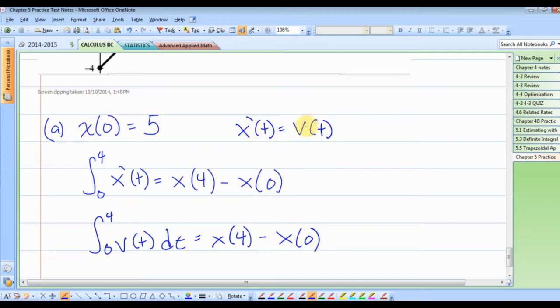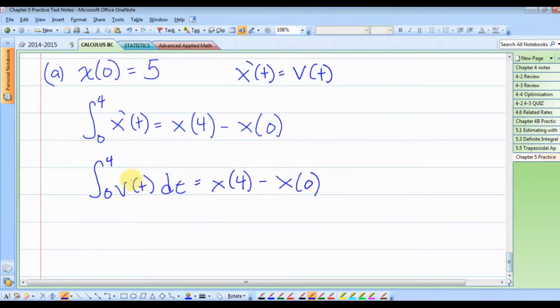Again, x prime is velocity. Change of position is velocity. What is v of t from 0 to 4? It is not 8.